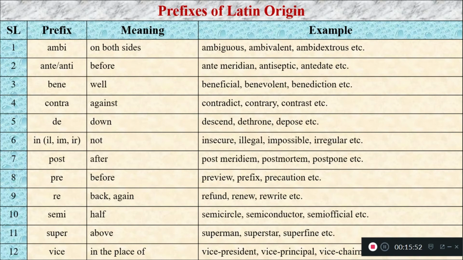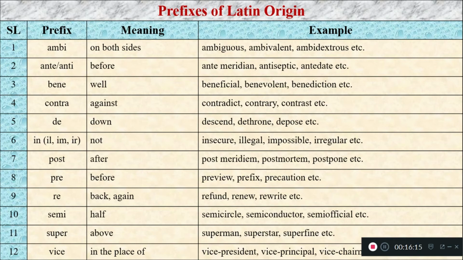Renew means to begin something again. Rewrite means to write again. Semi means half. For example, semicircle means half a circle. Semiconductor means a material having half conductivity of a metal. Semi-official means having some but not full official authority or recognition.